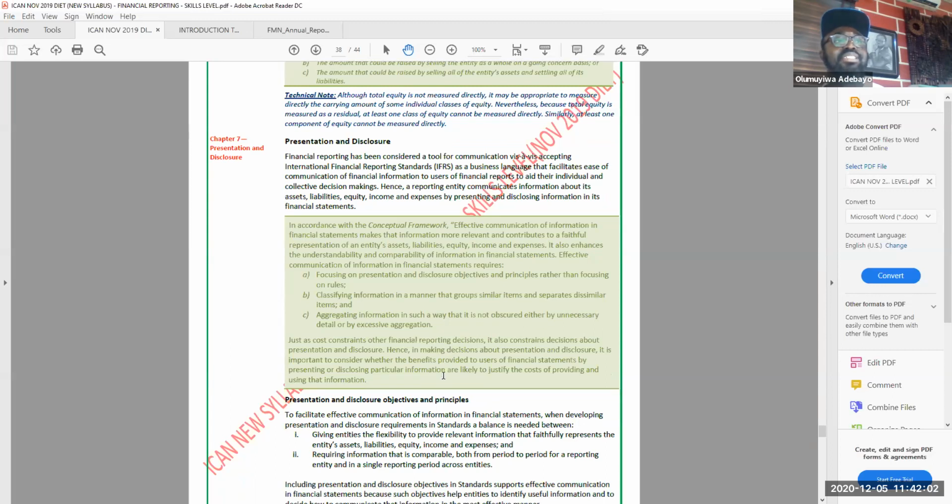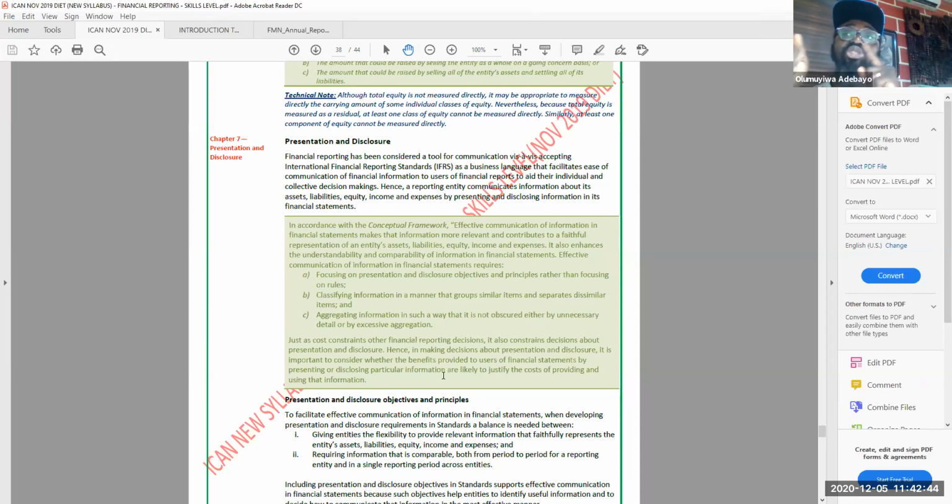Therefore, in accordance with the standard, effective communication of information in financial statements makes that information more relevant and contributes to a faithful representation of an entity's assets, liabilities, equity, expenses, and income. And therefore, you'll find that when you present information in a manner that is understood, that can be compared with other information, it makes meaning to the users of financial statements, such that it forms a basis for making a sound decision.